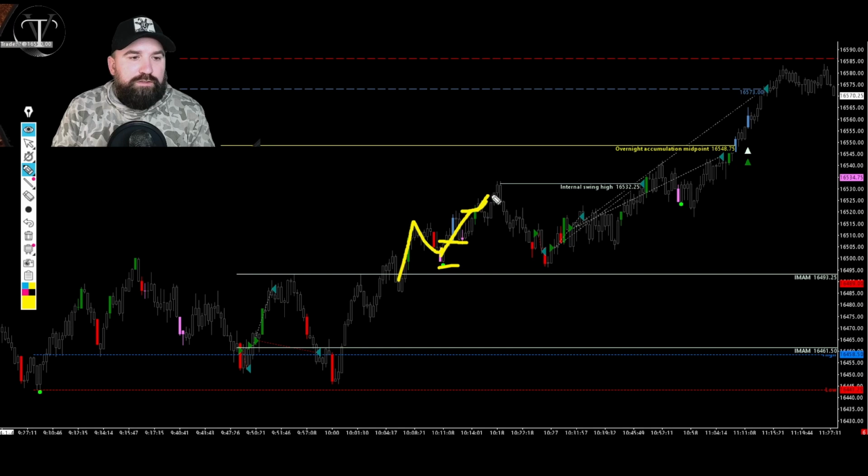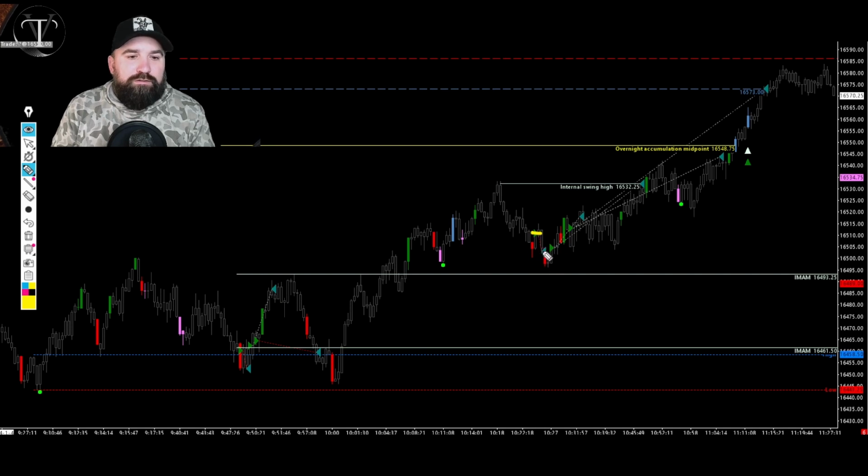I kind of wanted to see a little more. And so I sat on my hands. We made an internal swing high that becomes a local target. We trade down. I risk off this low, take a pretty close stop. This was scaling. I was scaling into this, so this was just a little piece.